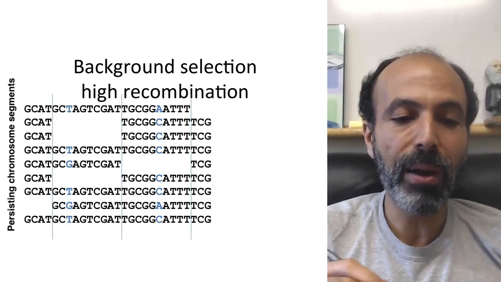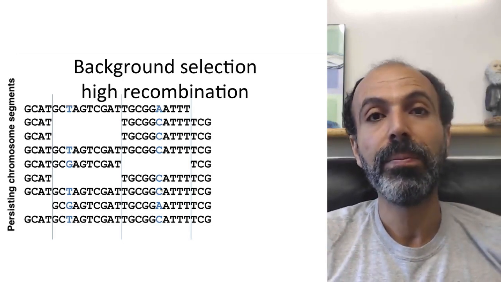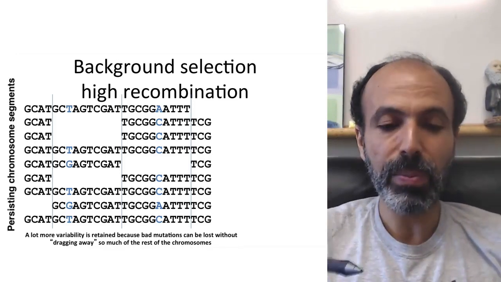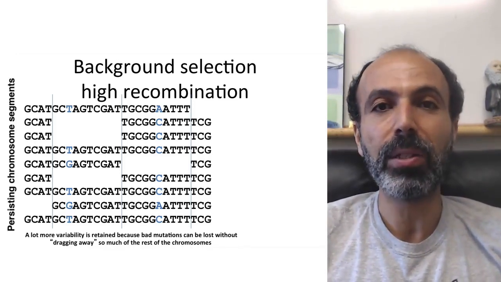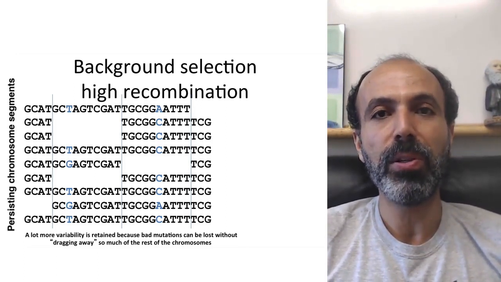So when you look at it now and you look at the two variable sites, you still retain quite a bit of variation. This is the important difference here, that a lot more variability is being retained because the bad mutations can be lost without dragging away so much of the rest of the chromosome.